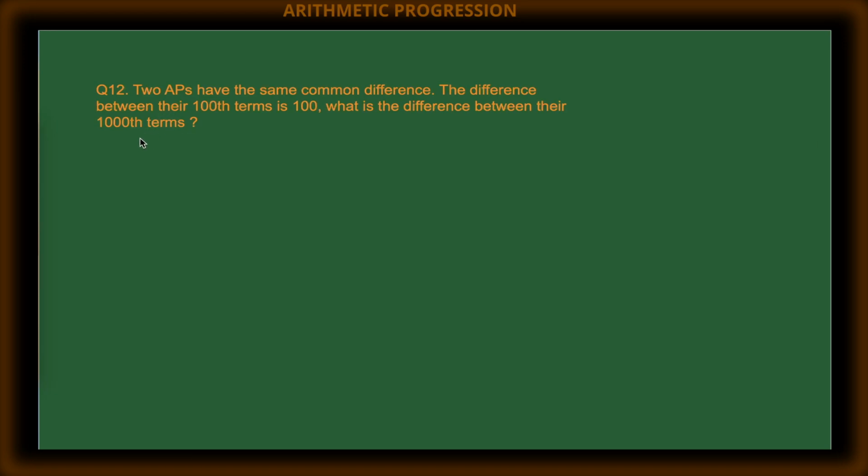Okay, two APs. First of all, let's assume one AP as small a and another AP as capital A. So there are two arithmetic progressions. Two APs have the same common difference, so d is common here. The d is the same for both of these. Let's see how it is being used. The difference between their 100th terms is 100. What is the difference between their 1000th terms?